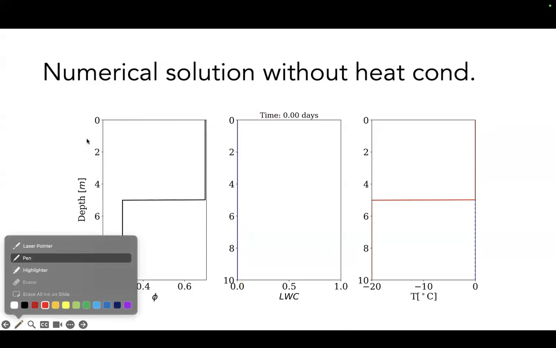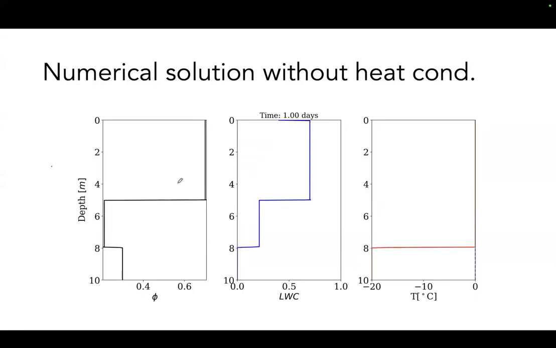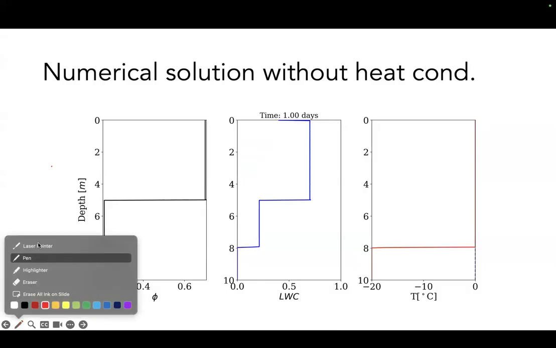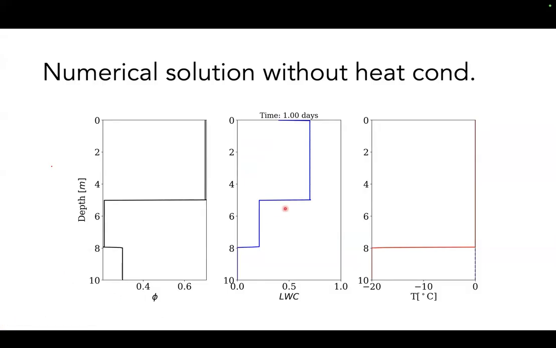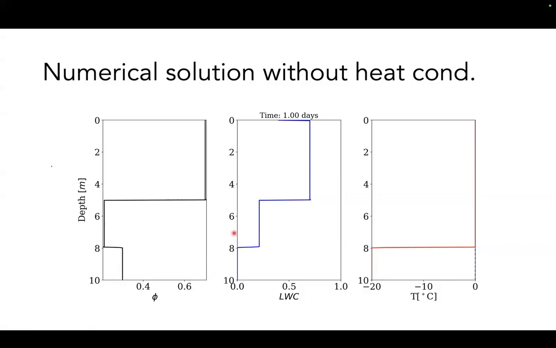So let me erase this and play the video. All right, let me go to the laser pointer. What's happening here is you have a wetting front that moves down, and you can see that the wetting front is bifurcated into two fronts. One goes up and causes ponding, and one goes down while causing refreezing.